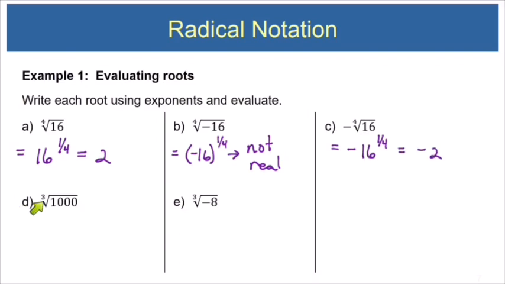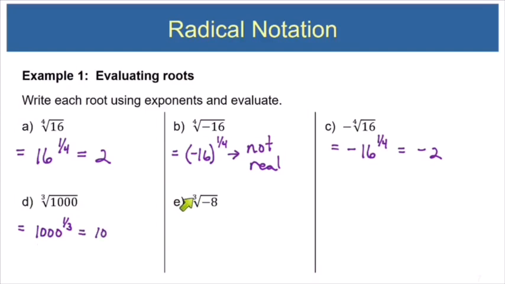In part D, we're looking for the 3rd root of 1,000. So in exponential form, that would be 1,000 to the 1/3 power. So we're looking for a number whose 3rd power is 1,000. Of course, that is 10.